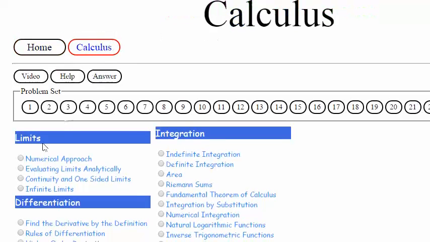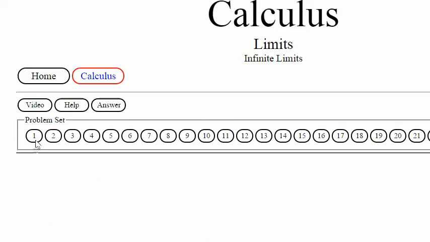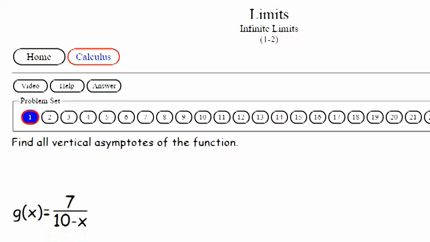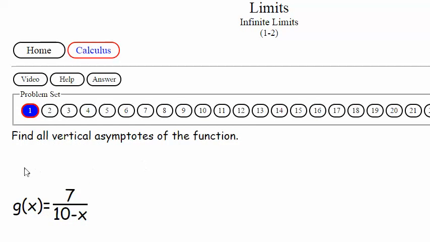Alright, let's click there, go down to infinite limits, and 1.2, or 1-2. It says find all vertical asymptotes of the function. Of course, the function is g of x equals 7 over 10 minus x.